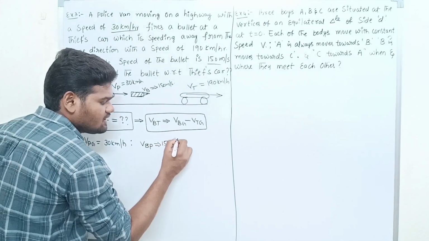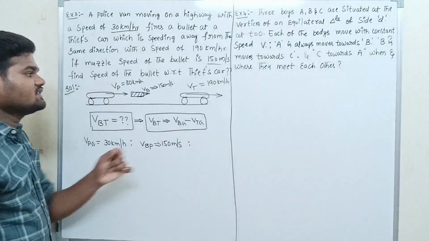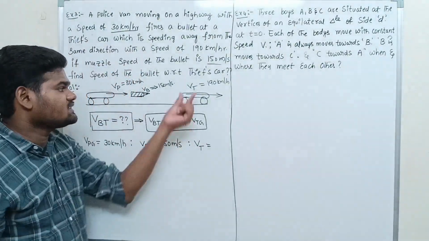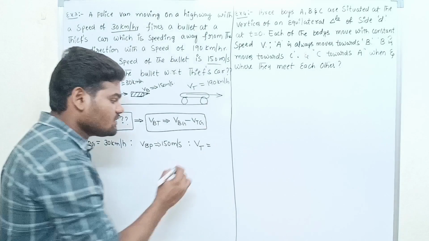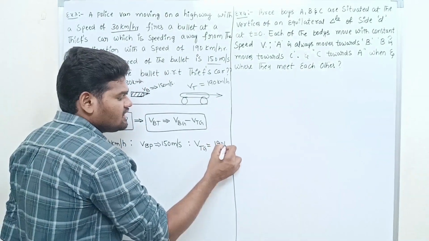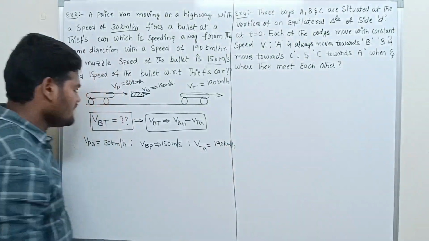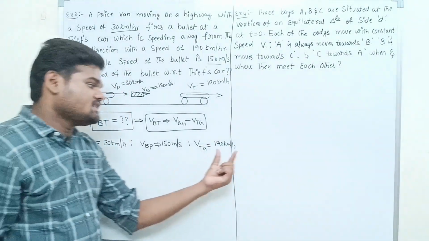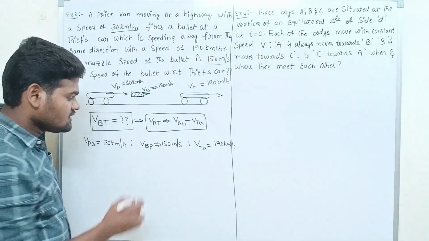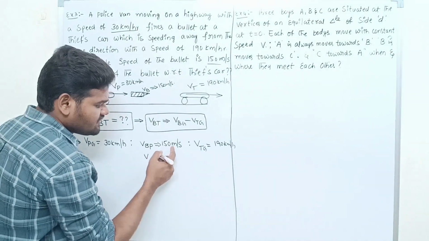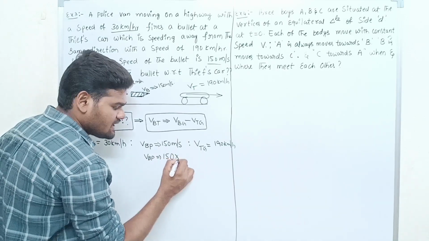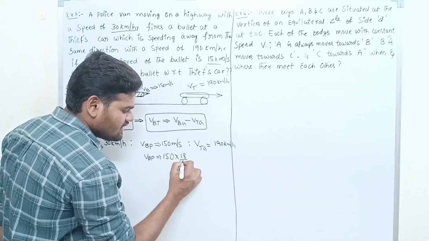So that is equal to how much? 150 meter per second. Next they have given the thief's car. So the velocity of the thief's car is equal to how much? It is moving on the surface of the ground, so the velocity of the thief's car with respect to the ground is equal to 190 kilometer per hour. This is in kilometer per hour, and this is also in kilometer per hour, but that one is in meter per second. So I am converting this 150 meter per second into kilometer per hour. For that we have to multiply by 18 divided by 5.